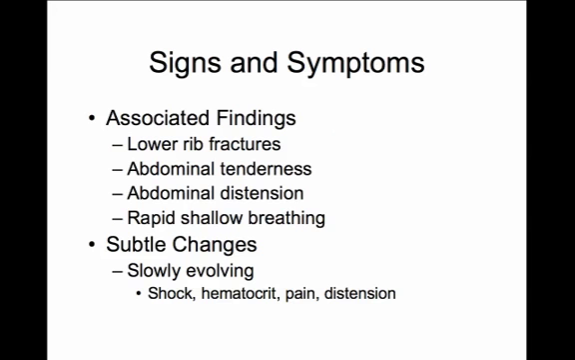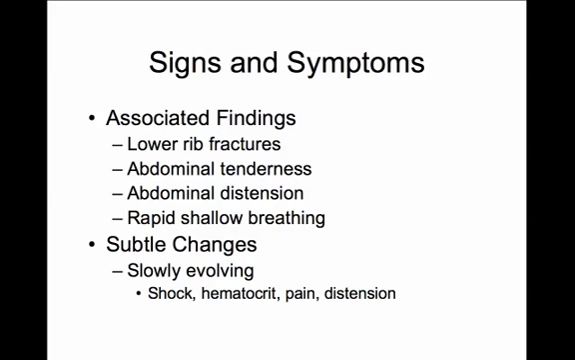Some of the signs and symptoms that are associated with blunt trauma, or abdominal trauma in general, are things like lower rib fractures, tenderness to the abdomen, distension, or if the child develops rapid shallow breathing, it could be because there's bleeding happening into the peritoneal space. Most of the time the signs are very subtle and they evolve slowly. Most of the bleeding in a retroperitoneal bleed happens over a longer period of time. In other words, at the initial presentation of the injury, we may not be aware how bad the injury is because the bleeding may not be really frank.